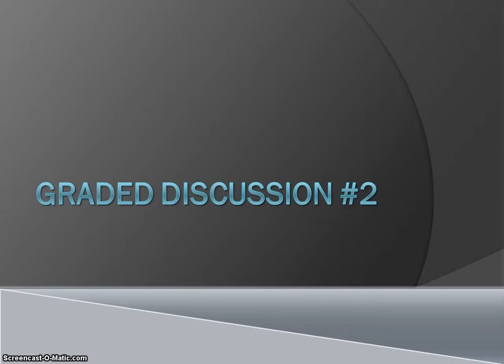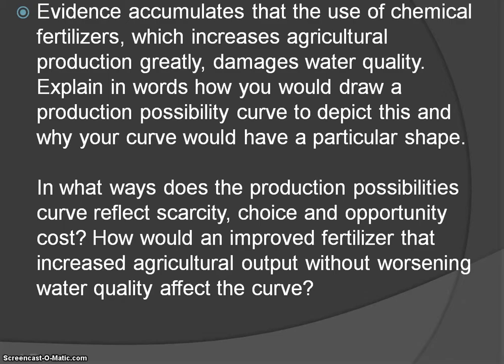Hi guys, in this video session what I'm going to look at is the solution for graded discussion number 2. Now in this particular discussion, on this particular question, what we see here is that evidence accumulated that the use of chemical fertilizers, which increases agricultural production, greatly damages water quality.